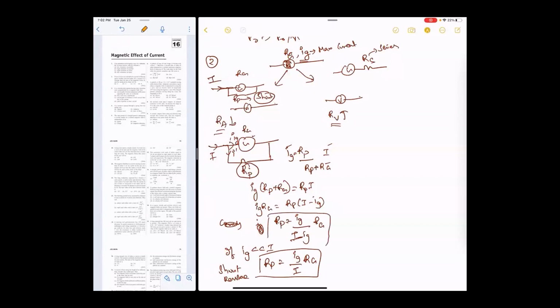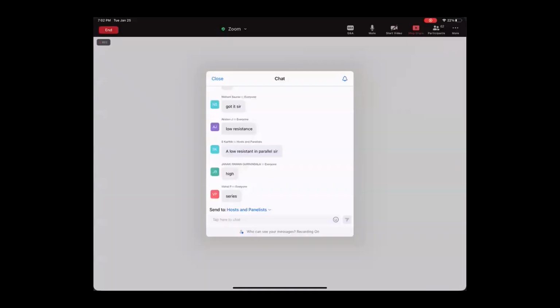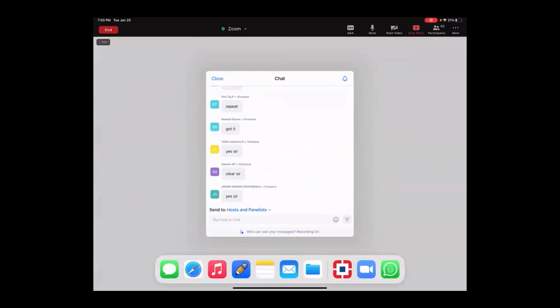Are you able to understand this? If not, you can ask me to repeat. I am always there to repeat. So just tell me yes or no. Or if you want, sir, please repeat. Nishant, repeat. Okay, clear, sir. Just a minute. I'll just repeat quickly, Nishant.